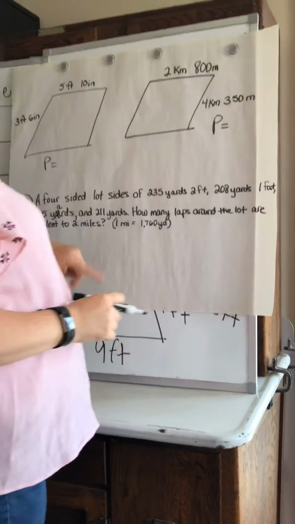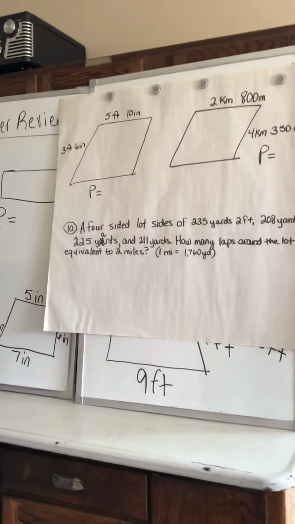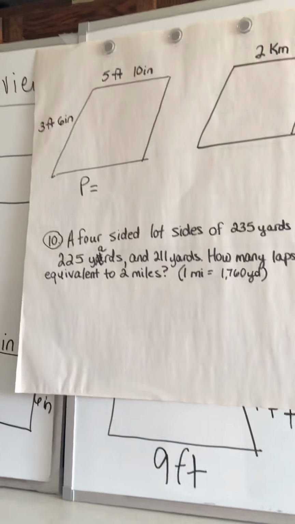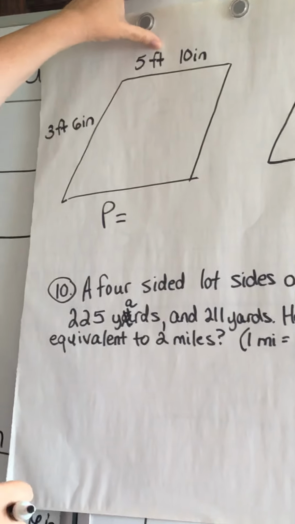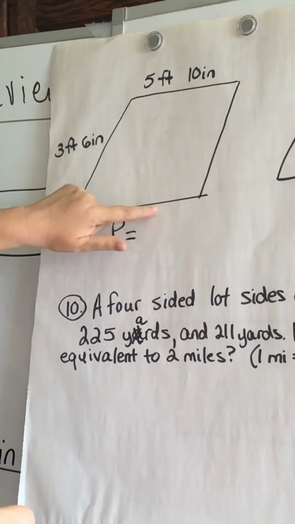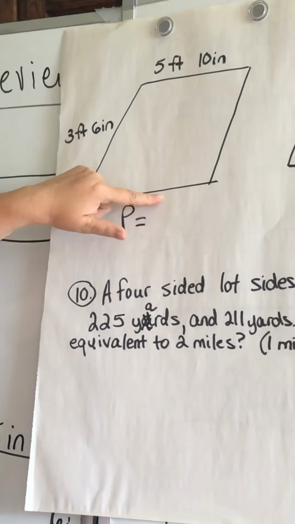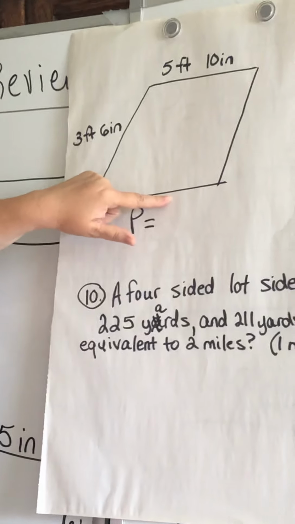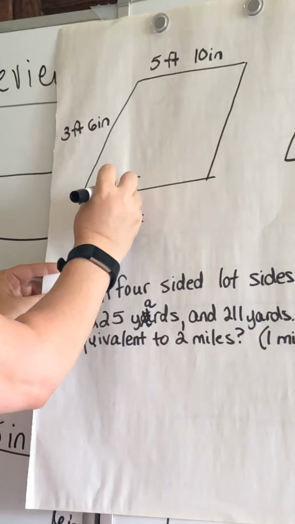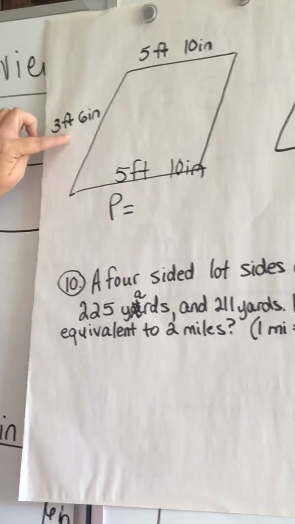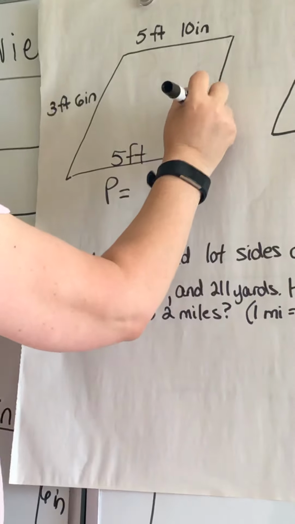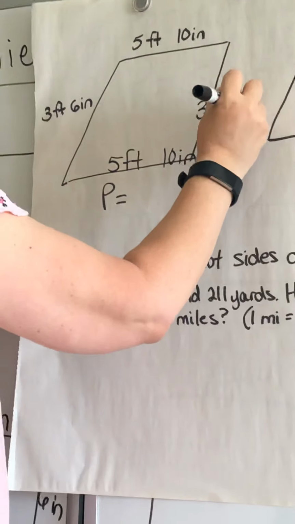So what figure is this one? That is a parallelogram because it's leaning and it's being lazy. On this top side right here, it's 5 feet 10 inches. So how much is down here then? Well, hopefully you said 5 feet and 10 inches also. This side, 3 feet 6 inches. Over here, it'd be the same, 3 feet 6 inches.